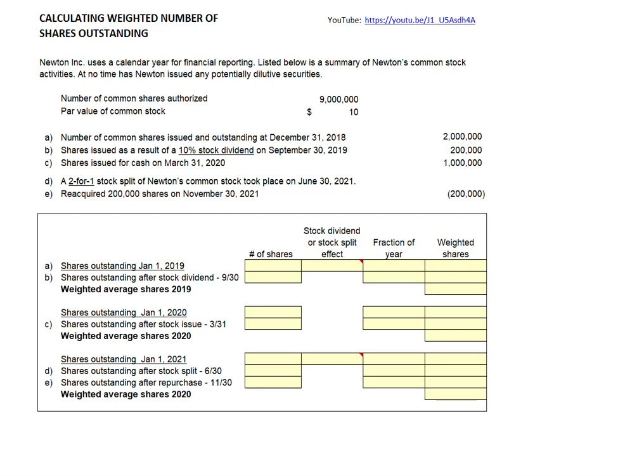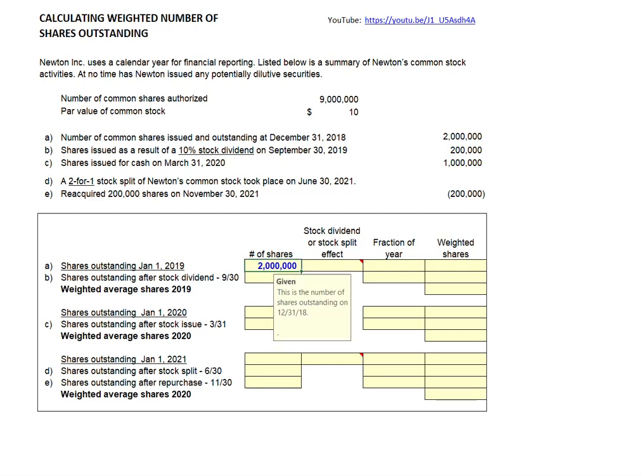In this video, we're going to walk through the weighted average shares outstanding for Newton Inc. We're told that Newton uses a calendar year for financial reporting and at no time had any potentially dilutive securities outstanding. Newton had 9 million shares of authorized $10 par value common stock. At the end of December 31st, 2018, Newton had 2 million shares outstanding, which means, of course, we've got 2 million shares outstanding at the beginning of 2019.